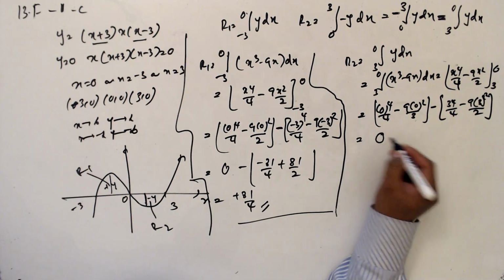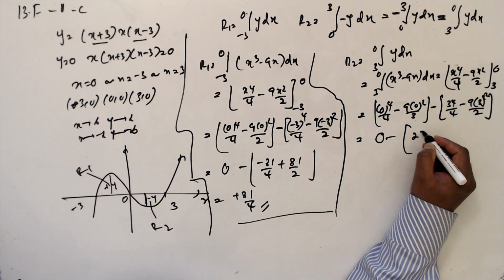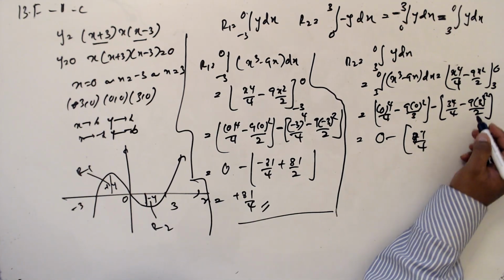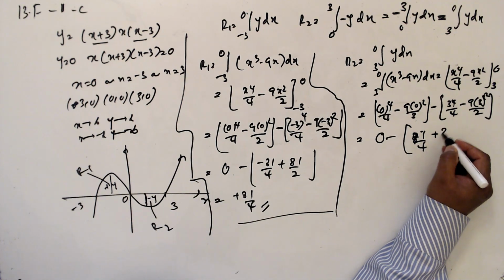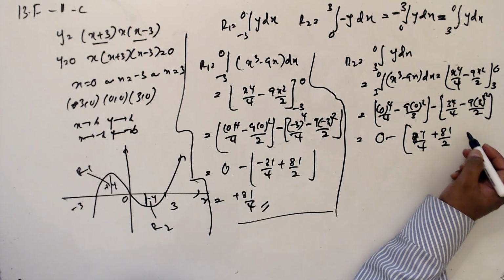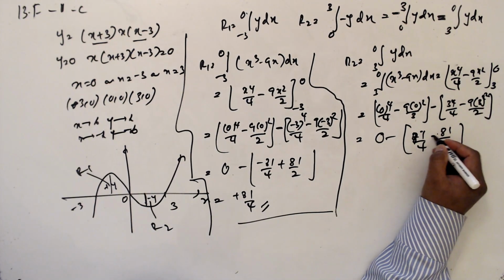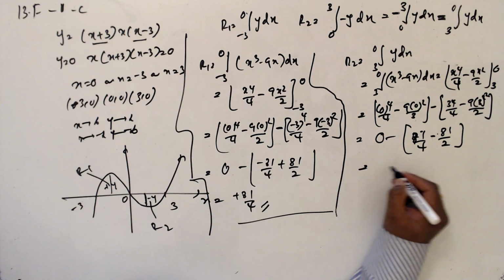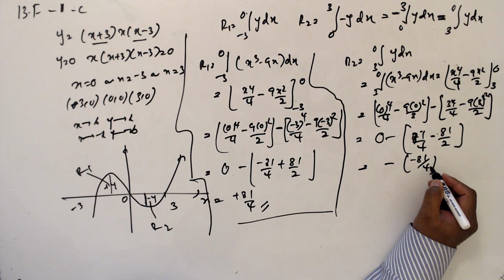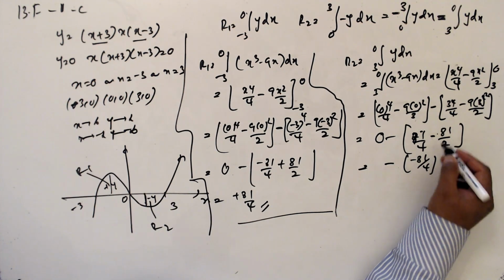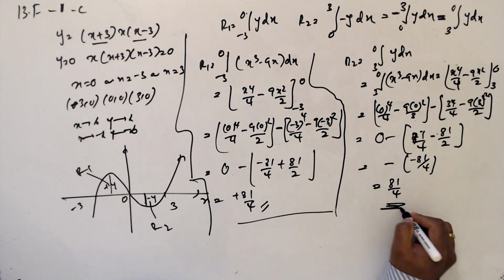So this is 0 and this is negative 3 to the 4, 27, 81 over 4, and this is going to be positive 81 over 2. So this is negative 81 over 2. So minus times this is negative 81 over 4. When you simplify this one, it is going to be positive 81 over 4.